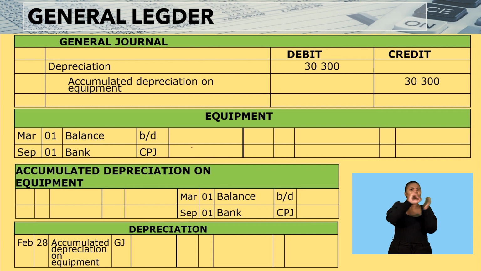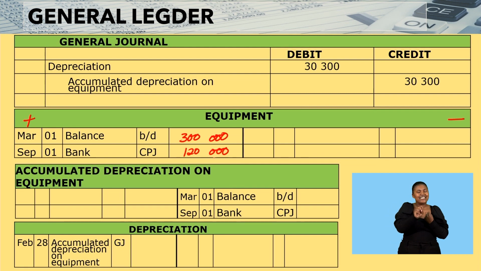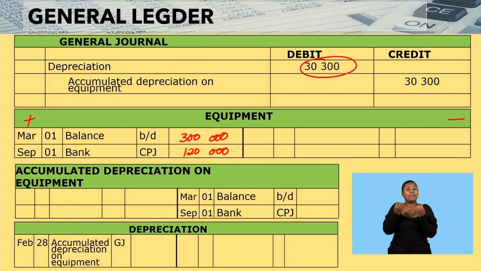Once I've completed my general journal, it becomes easy to complete the general ledger. In my general ledger, I remember that equipment is an asset, so on the debit it will increase. On the credit, it decreases. I have my balance brought down. I had 300,000 worth of equipment at the beginning. And then we purchased a new piece of equipment for 120,000.